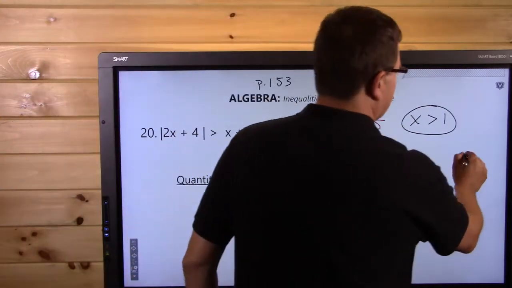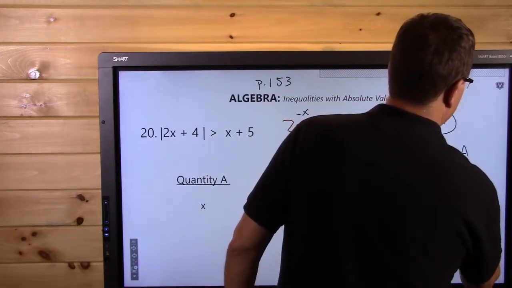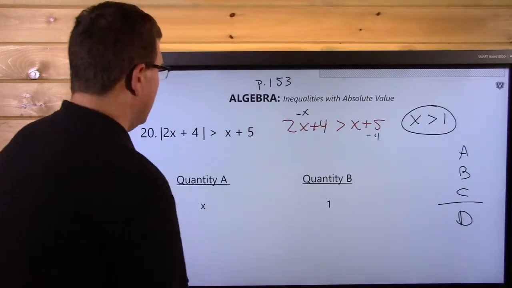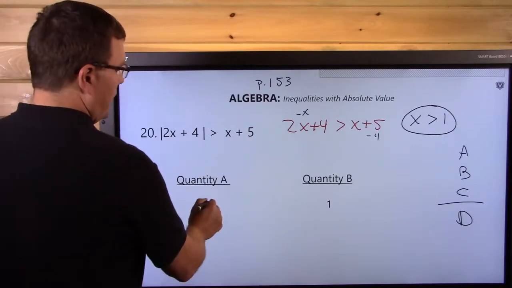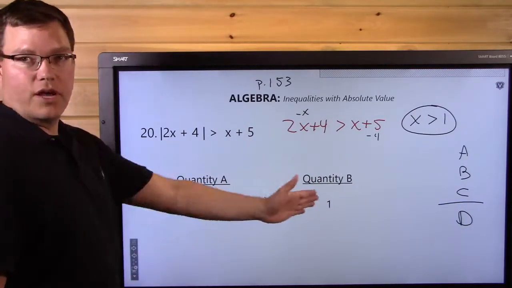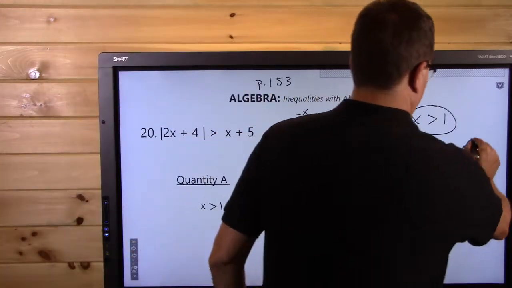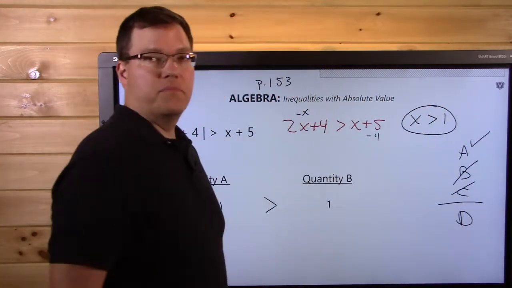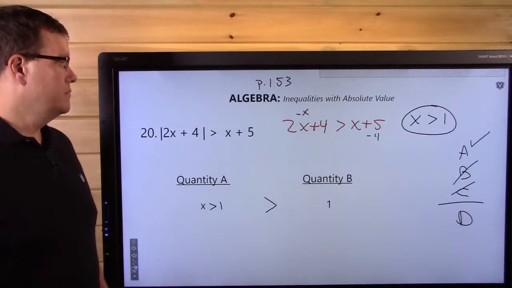That's one possibility. Let's put our a, b, c, d up here like we should. So if the one possibility is for x to be greater than 1, which means that's obviously greater than 1, put a check mark next to A, cross off B and C. The answer is either A or D.